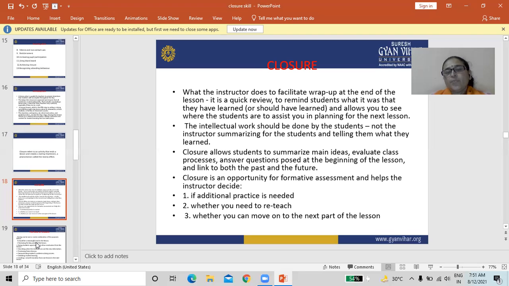Closer is an opportunity for formative assessment and helps the instructor decide if additional practice is needed, whether you need to reteach, or whether you can move on to the next part of the lesson.